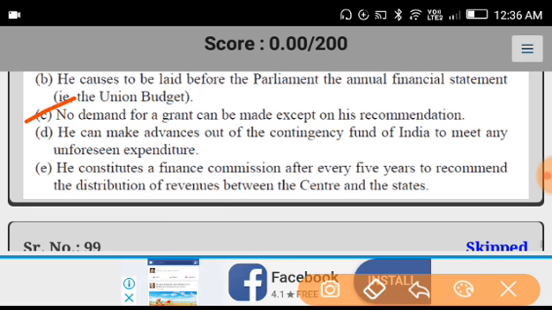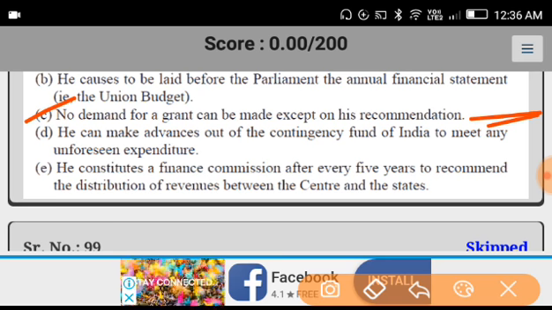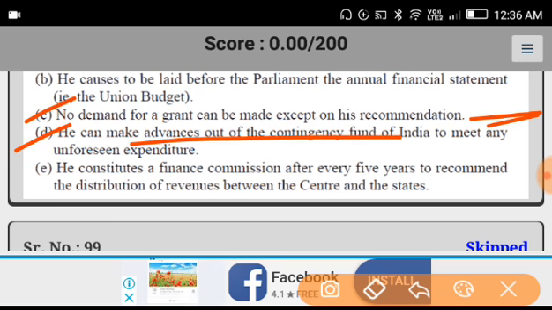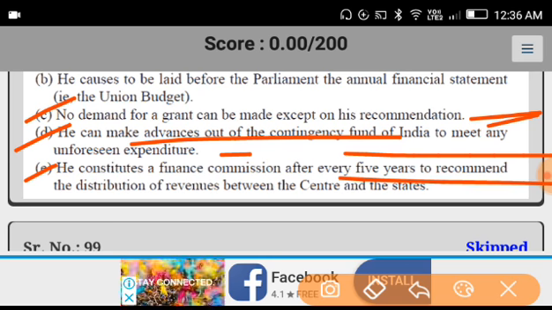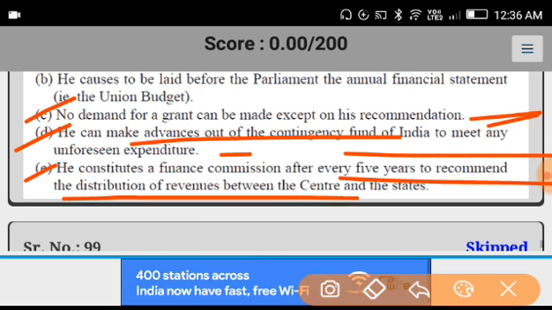No demand for a grant can be made except on his recommendation. He can make advances out of the contingency fund of India to meet any unforeseen expenditure. He constitutes a finance commission after every 5 years to recommend the distribution.